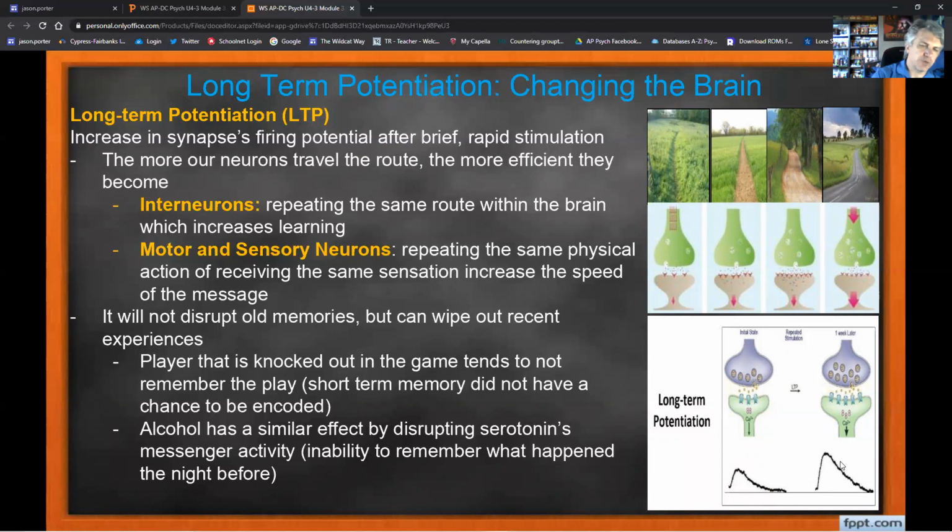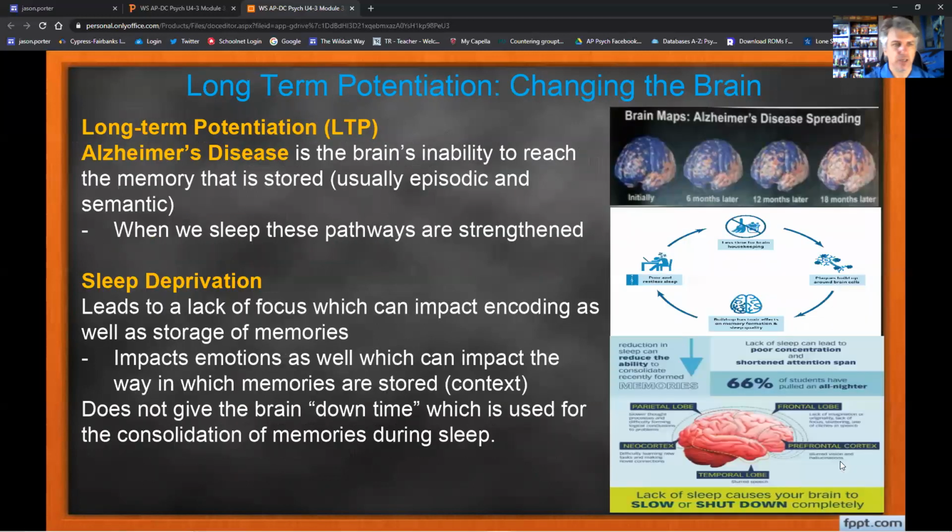Sometimes it'll disrupt old memories, but it also can wipe out experiences if we never encoded them properly. A player that's knocked out in a game may not remember being knocked out because those 20, 30 seconds are in his short-term memory, he gets knocked out, and that never gets put into long-term memory. Alcohol can have a similar effect by depressing parts of our memory, or placing a memory where we can't find it later. LTP when it comes to Alzheimer's disease.